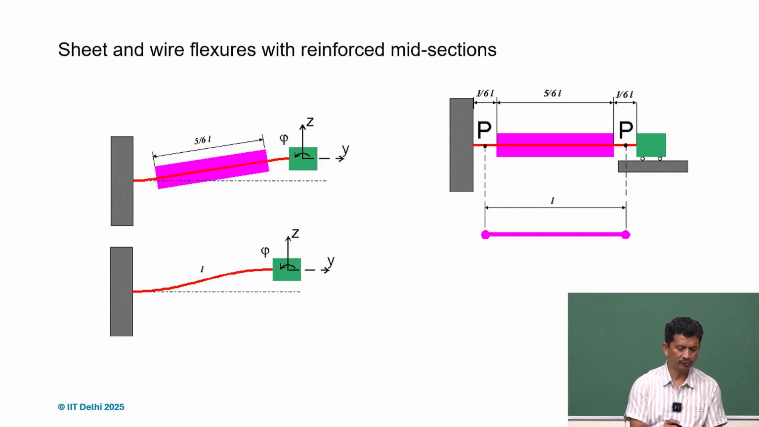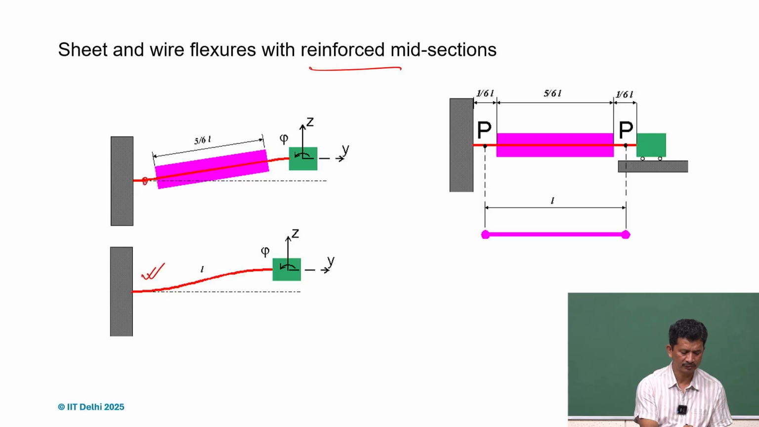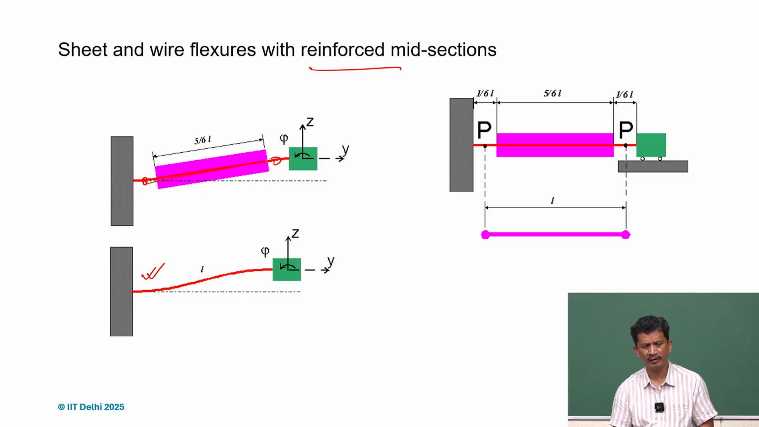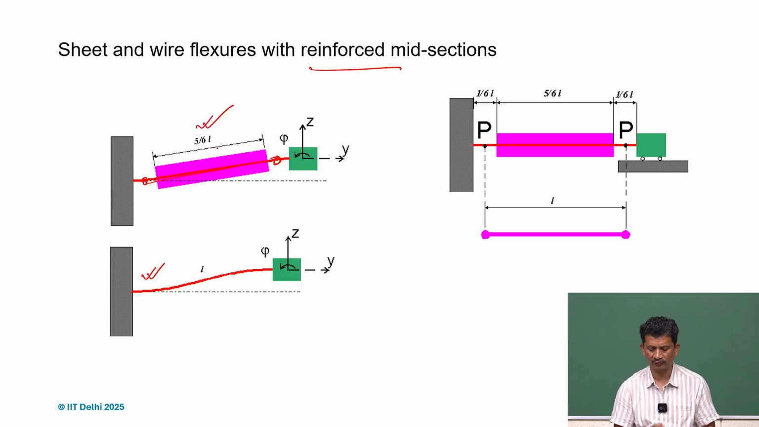So, coming back to reinforcement, as we learn, we realize that if we have this kind of flexure compared to the rigid model, then usually we have the hinges placed somewhere around 5 by 6 L. That is why we consider this case, 5 by 6 L and 1 by 6 L on either side, which is the compliant part, and effectively we get length L between the hinge points. So, we will compare these two.